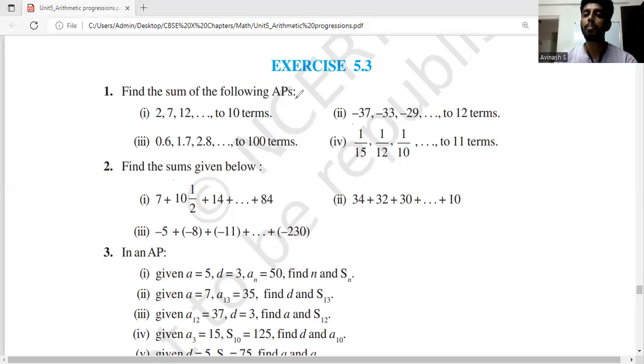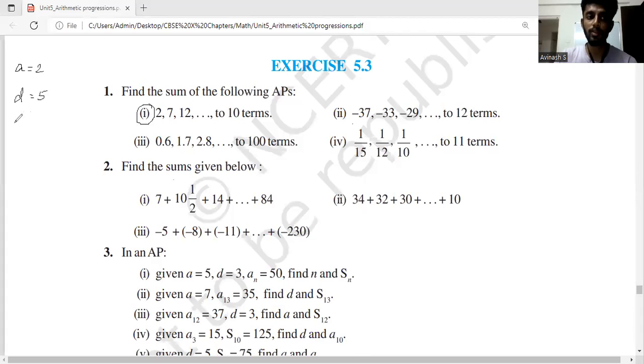So when it comes to problems based on the sum of n terms, we are in question number 1 in exercise 5.3. We are supposed to find the sum of the terms up to designated terms, like 10 terms or 12 terms. So let us look at the first subdivision. Whenever they have given an AP, we can immediately deduce the values of a and all that. So let me do it here. The value of a is 2 and the value of d is 7 minus 2, which is 5. And then they have given up to 10 terms, which means 2 plus 7 plus 12 and so on.